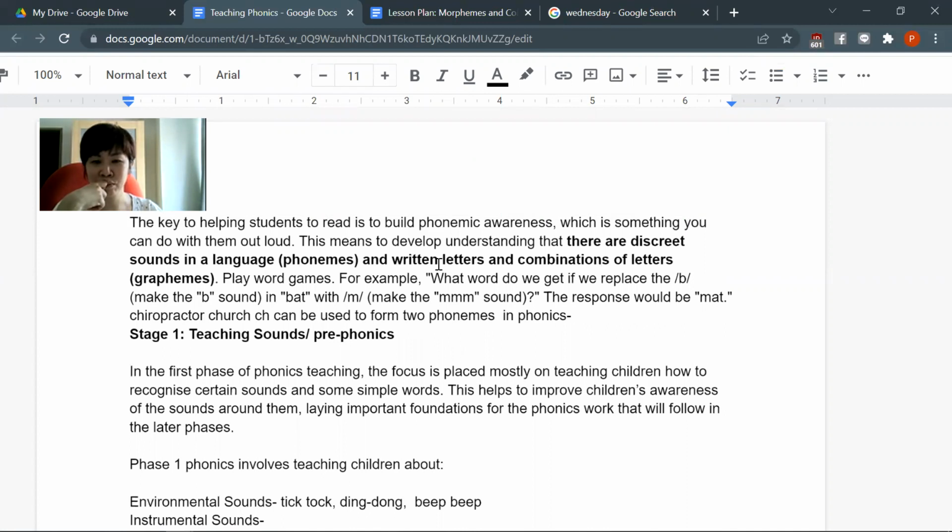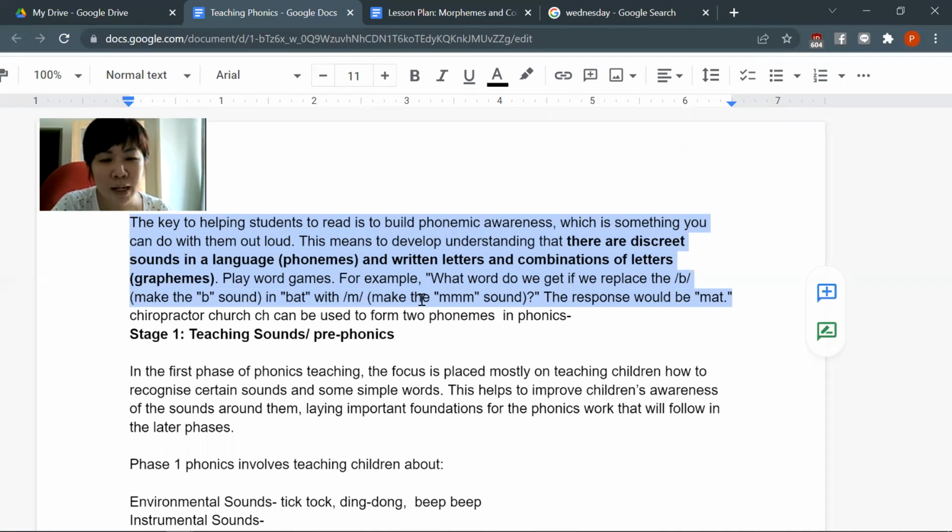So the first thing we'll go over, I think this is a good overview. Can you read this paragraph? The key to helping students to read is to build phonemic awareness, which is something you can do with them out loud. This means to develop understanding that there are discrete sounds in a language. How to read is for phonemes. Phonemes and written letters and combinations of letters, graphemes.